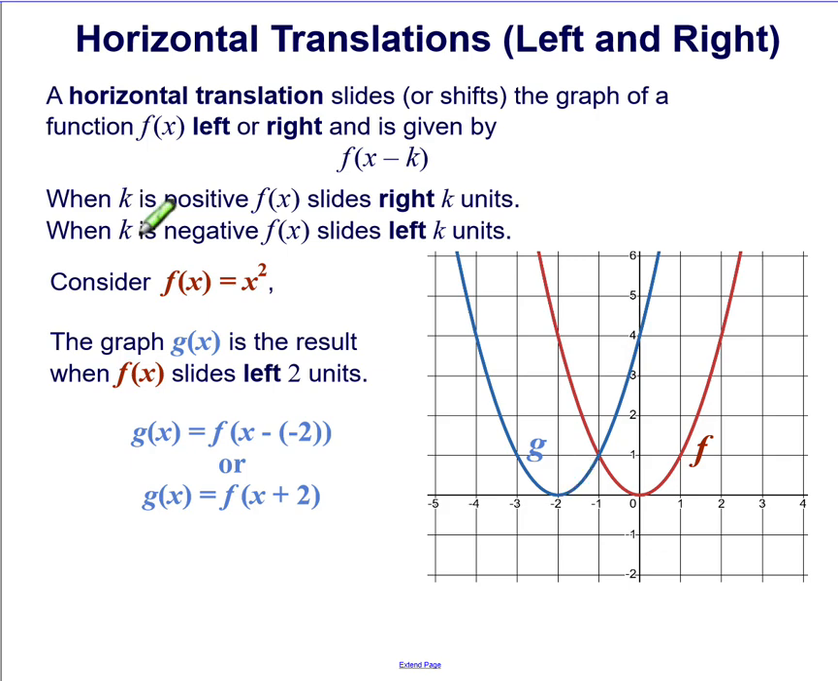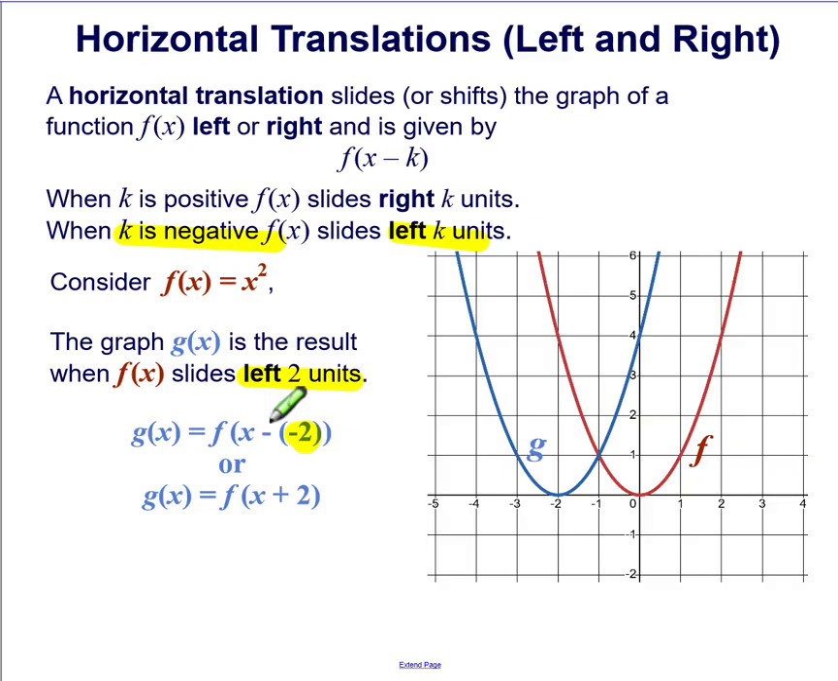We set up here that when k is negative, f of x slides to the left k units. So we have this function moving to the left k units, so k is equal to negative 2. However, there's a minus right here. We need to make note of that.